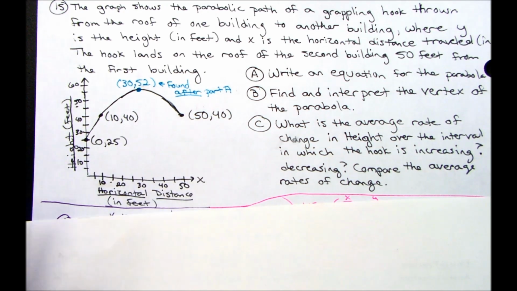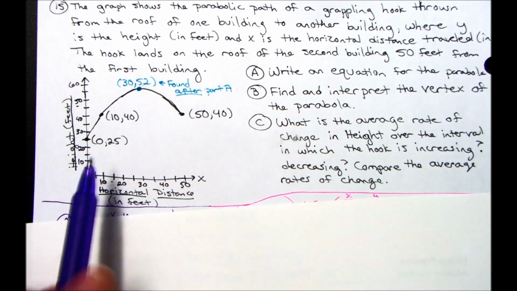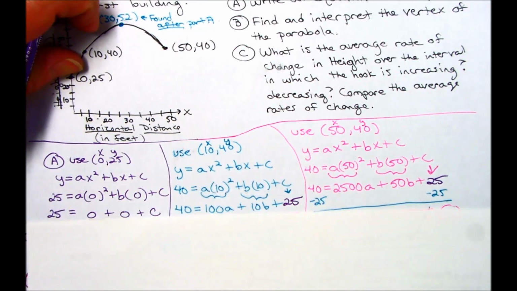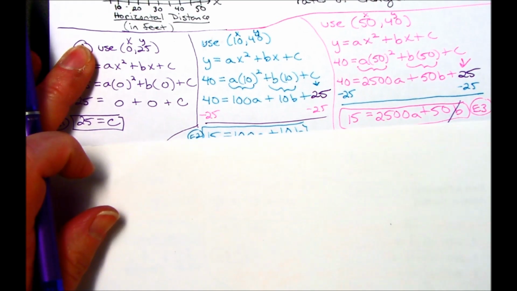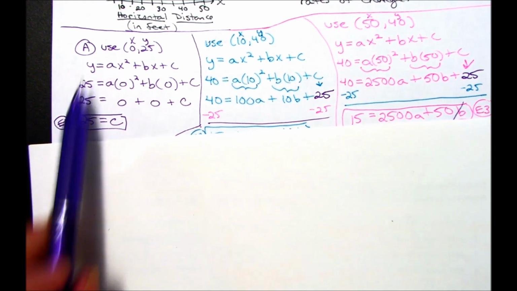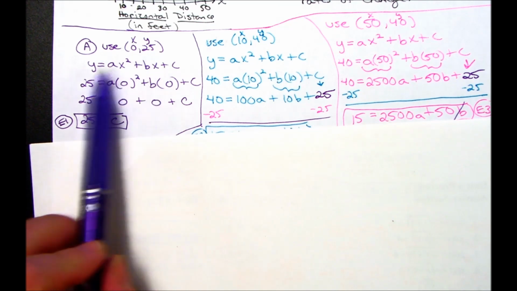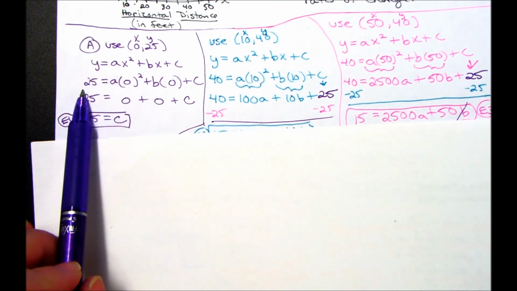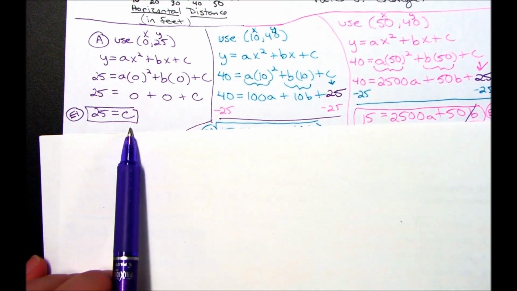So we have a similar situation like we had in problem 13, I believe it was, where we're going to have to substitute the 0 for x, the 25 for y. I worked that out down here. So for part A, in order to write the equation, I used 0 for x, 25 for y, and put it into my standard form. Substitute the 25 for y, the 0 for x, and then simplify, and I get 25 equals c.